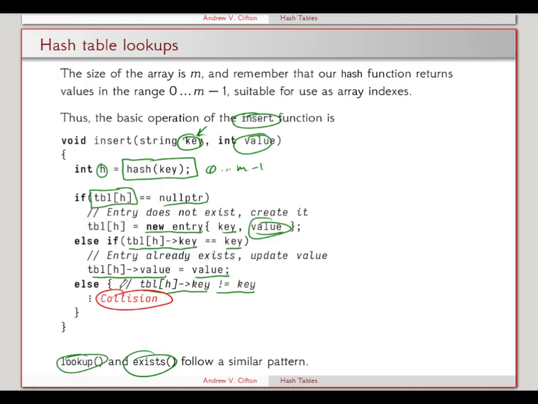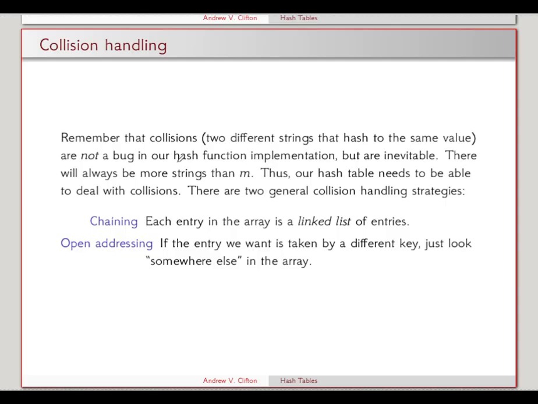Let's consider what we need to do in the case of a collision. So again, collisions, they're not a bug, right? They're inevitable. There's always going to be more strings than whatever M we pick there. Our hash table needs to be able to deal with collisions. And there are two general collision handling strategies. The one is called chaining, and it just means that we make our entries into linked lists. So all the things that hash to a particular index get stored in a linked list.